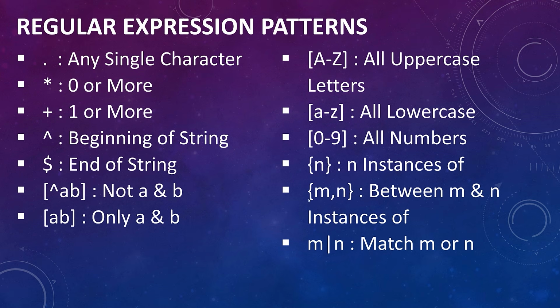as numbers. And then whenever you have your curly brackets here with an N inside of it, that's saying N instances of, which means a certain number of letters, numbers, whatever you want, which are going to be represented by these or actual characters. You could also do instances of between M and N, so a maximum and a minimum.